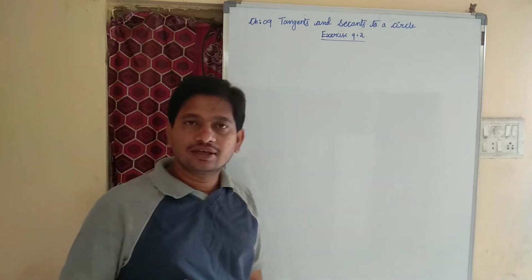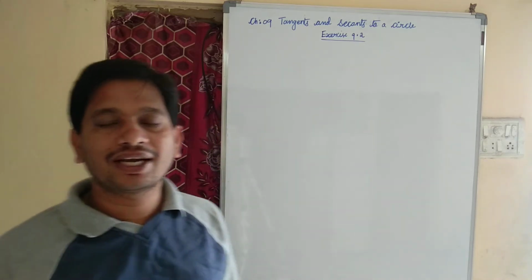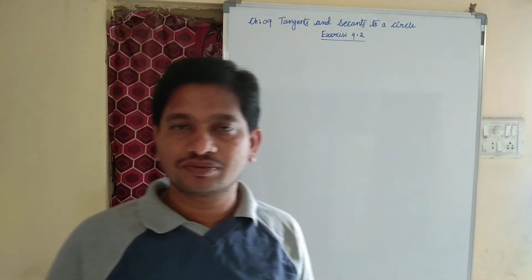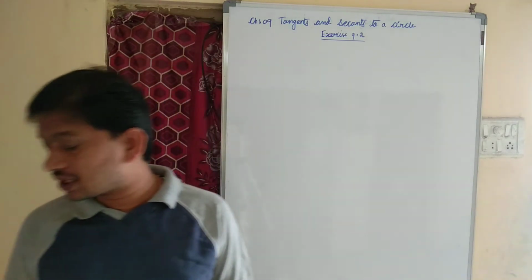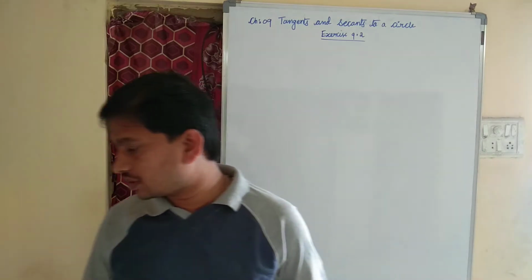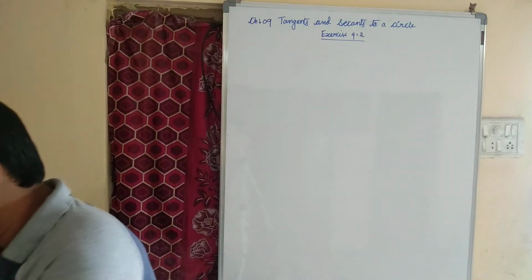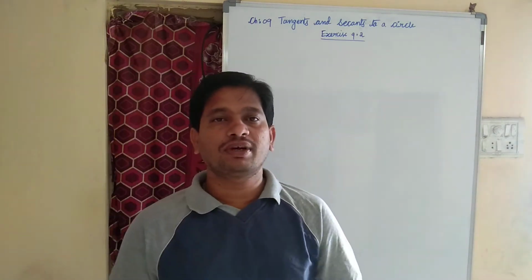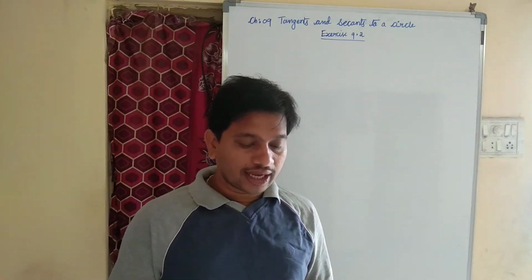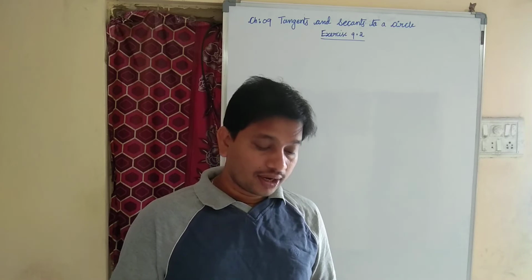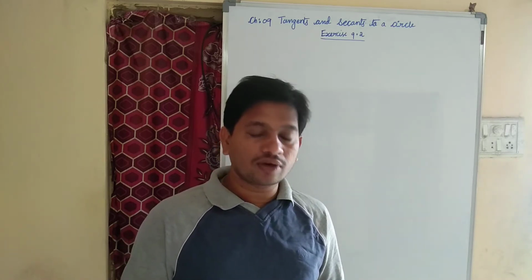In this session, let us discuss chapter number 9, exercise 9.2. As question number 1, choose the correct answers and give justification for each. Coming to question number 1, the angle between a tangent to a circle and the radius drawn at the point of contact is.